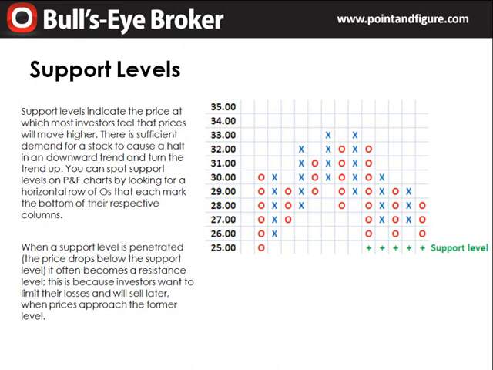When the support level is penetrated, which means the price drops below the support level, it often becomes resistance. This is because investors want to limit their losses and will sell later when prices approach the former level. Looking at this chart, you can see support at $26.